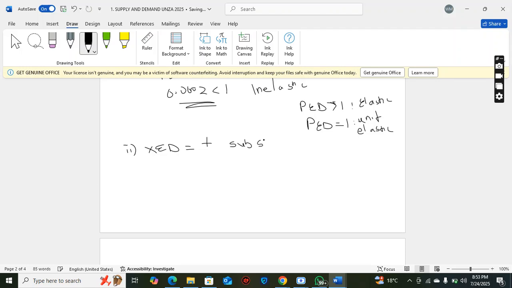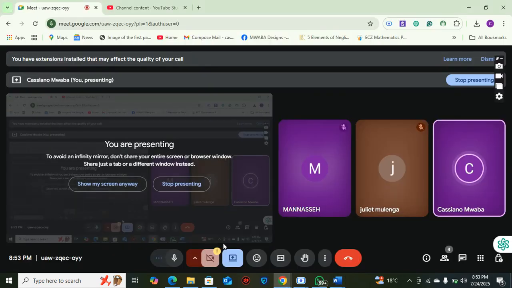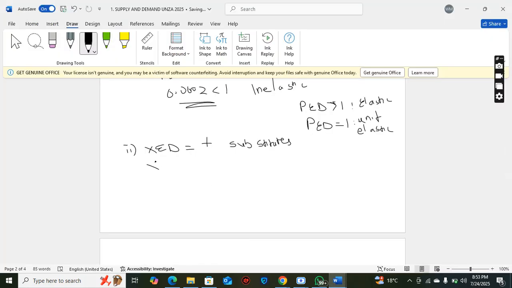If you remember in our previous question, due to that positive sign, we said our goods were substitutes. Another way to determine if your goods are substitutes or complementary is to use cross price elasticity of demand. What it just means is how the quantity demanded of one good responds to changes in prices of another good. So if your cross price elasticity of demand, XED, is negative, then you're dealing with complementary goods.